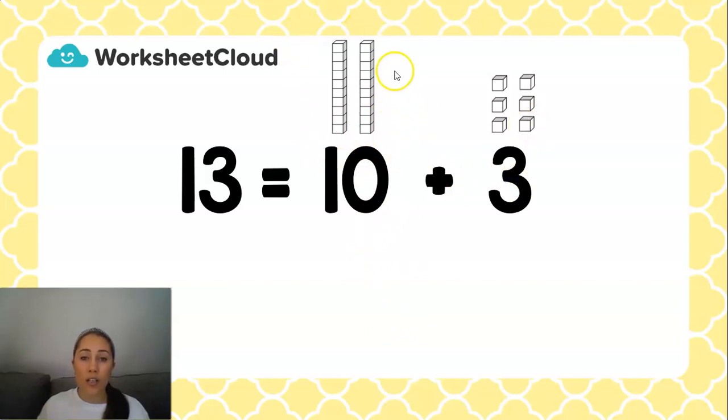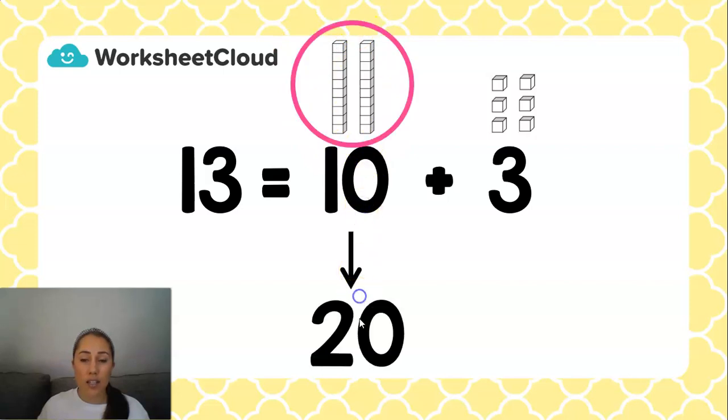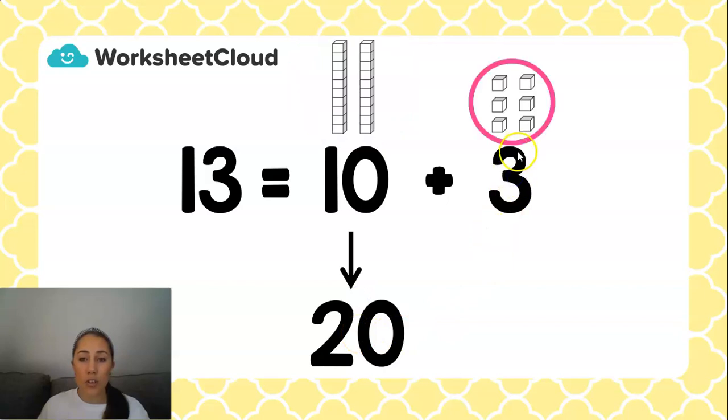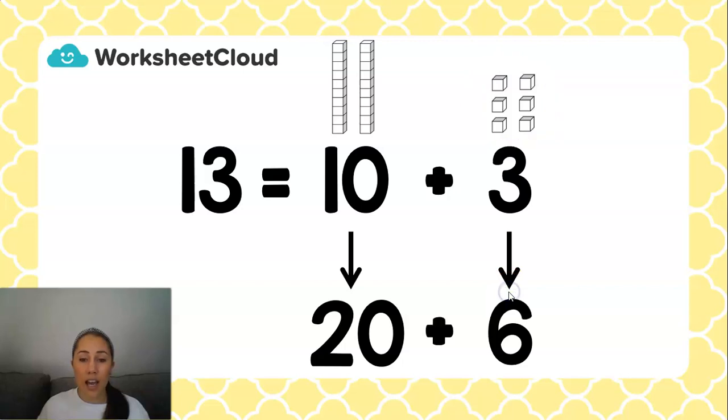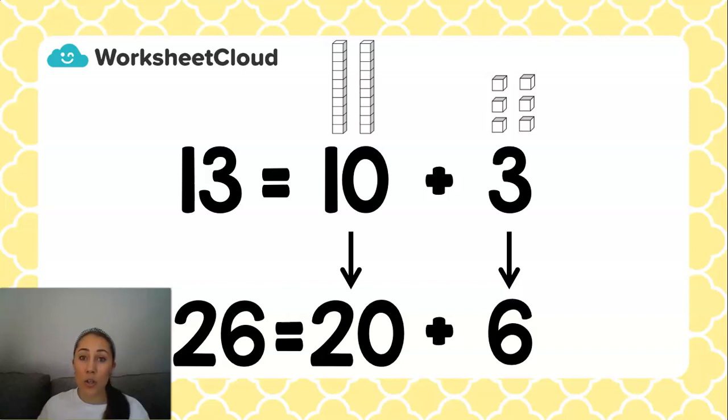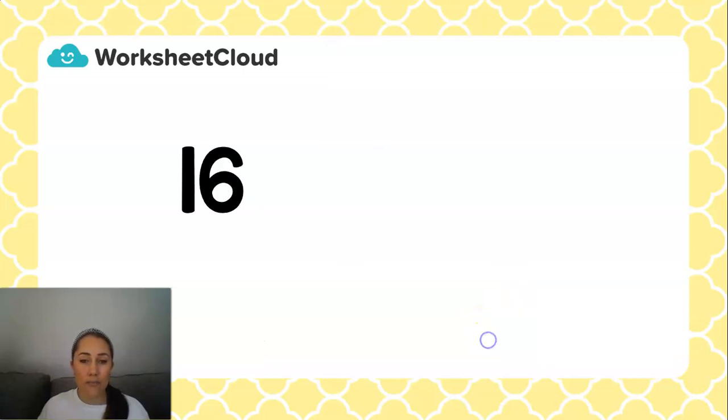Now I know that 2 groups of 10, and I write it underneath, is 20. And now my 6 units, I write it underneath, is 6. And I add it together, and that will give me 26. Wow, grade 2s, you are very clever. But let's see if we can try another one together.